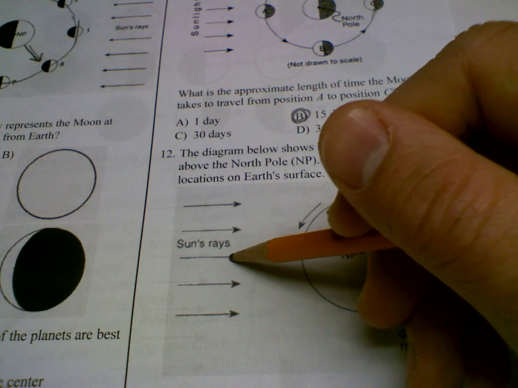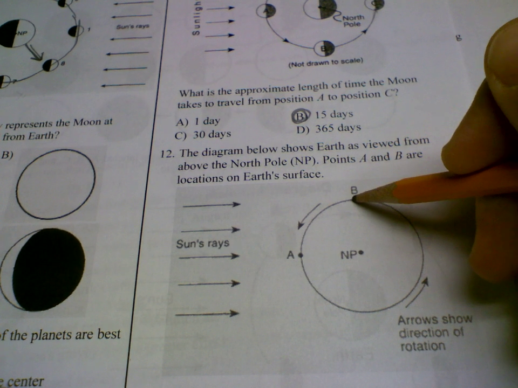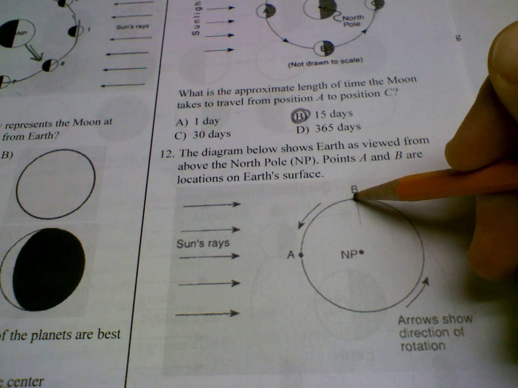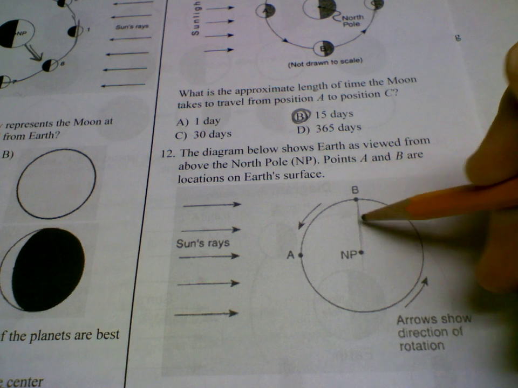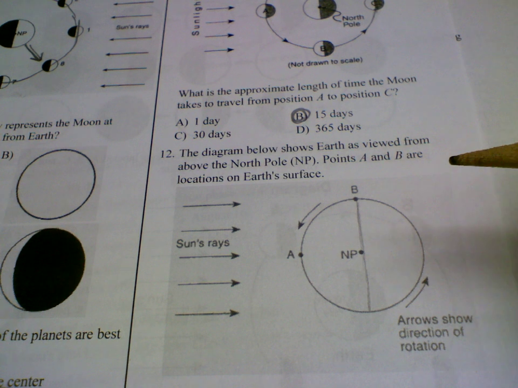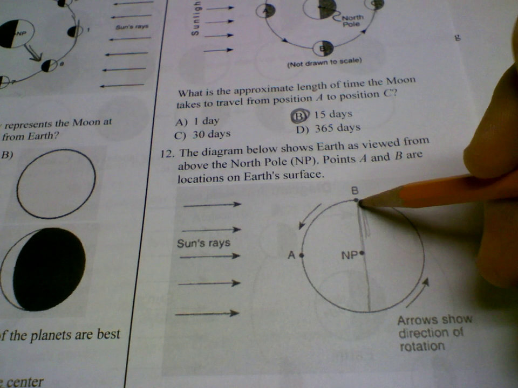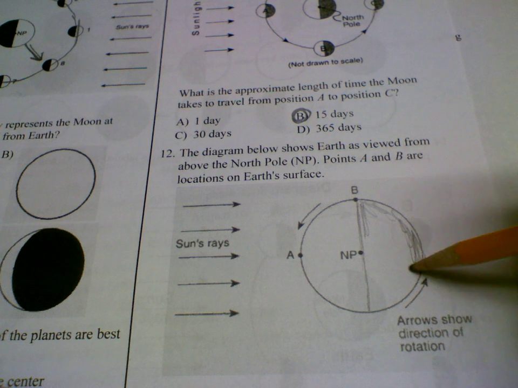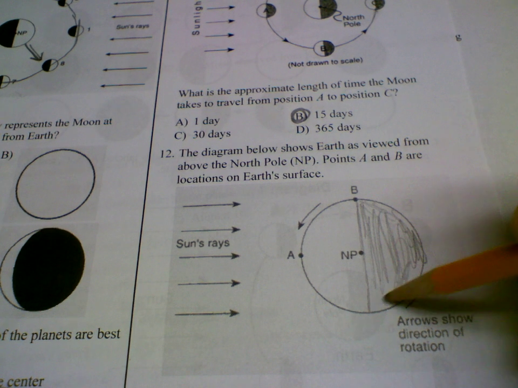You know what I'm going to do? Here's the sun on the left-hand side. I threw this question in because you never really see the sun on the left-hand side, do you? All right, this is the North Pole. So this is like looking at a picture from above. So I'm just going to shade in the side that's facing away from the sun. That would be nighttime, right?